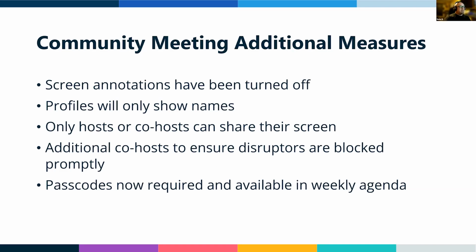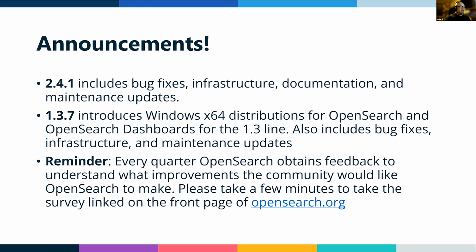I guess we've got some good content today, along with these announcements. 2.4.1 has been released. It includes some bug fixes, infrastructure, documentation, and maintenance updates. The latest version of the 1.3 line introduces Windows 64-bit distributions on OpenSearch and OpenSearch Dashboards. It also includes some bug fixes, infrastructure, and maintenance updates.